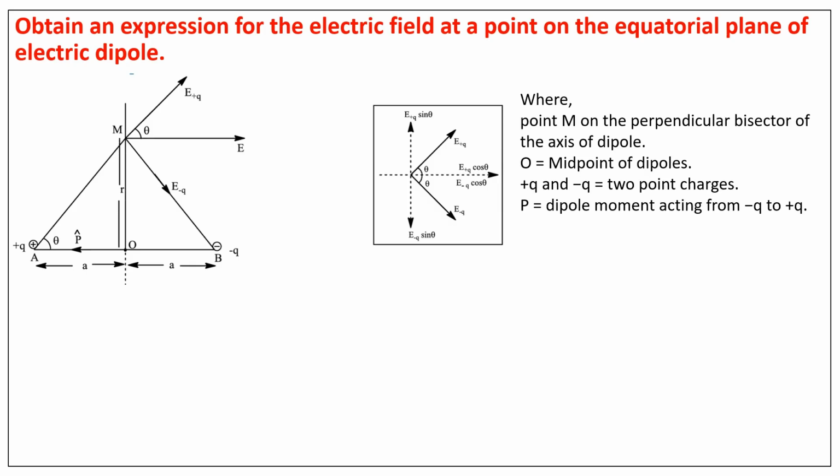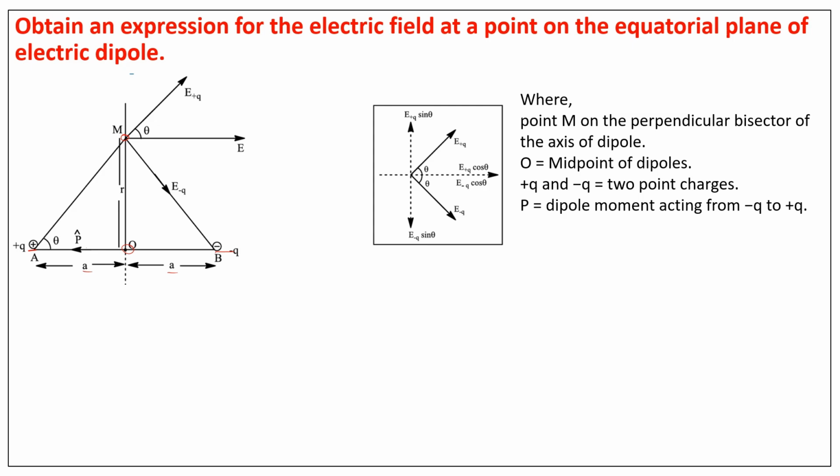Solution. From the figure, plus Q and minus Q are 2 point charges, separated by a distance 2a. O is midpoint of dipole. P is dipole moment acting from minus Q to plus Q. The electric field at any general point is obtained by adding the electric fields E minus Q due to the charge minus Q and E plus Q due to the charge plus Q by the parallelogram law of vectors. Point M is on the perpendicular bisector of the axis of dipole.